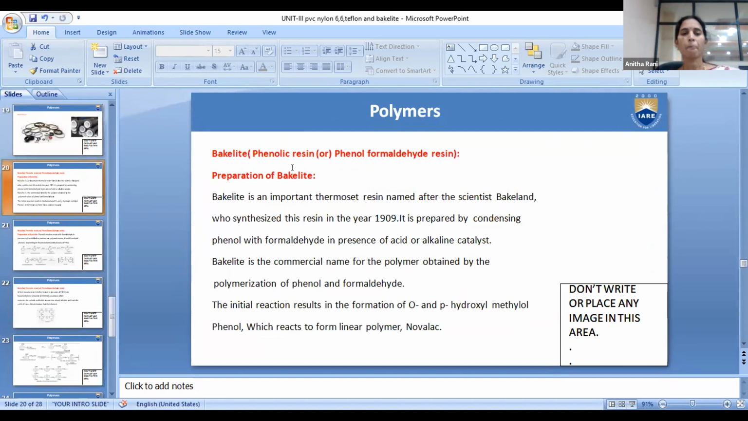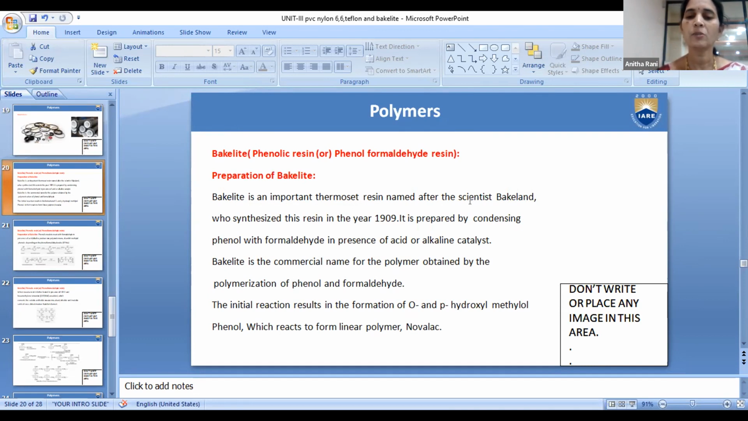Now bakelite. Bakelite is also a synthetic polymer. We are preparing it with chemicals. Bakelite is an important thermoset resin. Polyvinyl chloride is a thermoplastic resin. Teflon is a thermoplastic resin. Nylon 66 is a thermoset resin. And bakelite is a thermosetting resin.